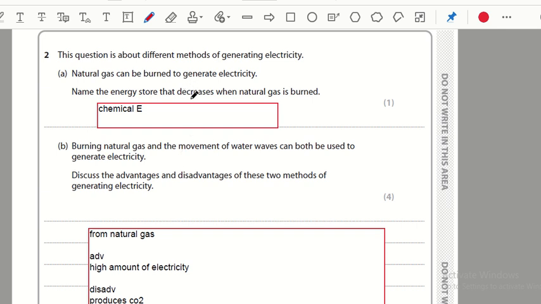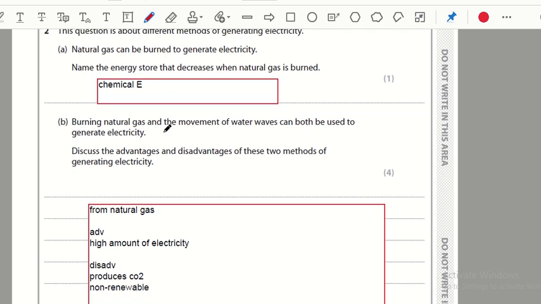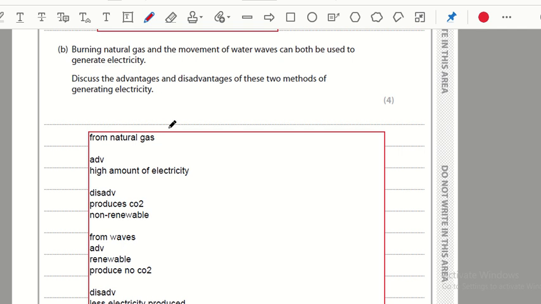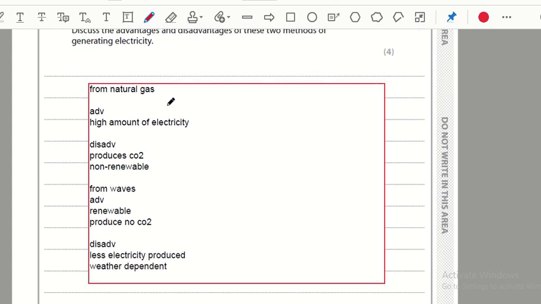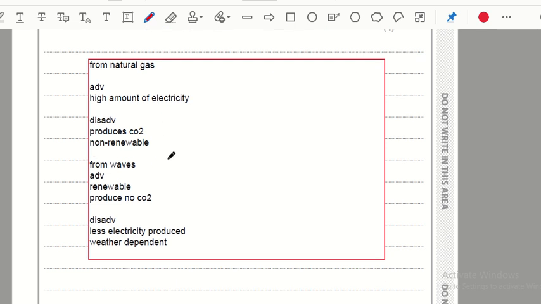Natural gas can produce electricity. Energy store that decreases when gas is burned is chemical energy store. Burning gas or water waves can produce electricity. State advantage and disadvantage. For natural gas, advantage is reliable source or can produce high amount of electricity or can meet the demand. Disadvantage: produces CO2 and non-renewable or cannot be replaced.